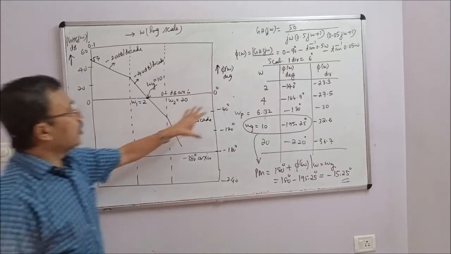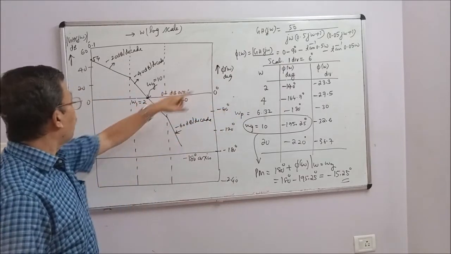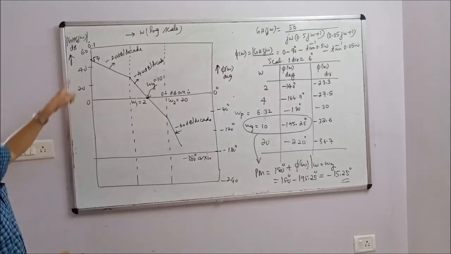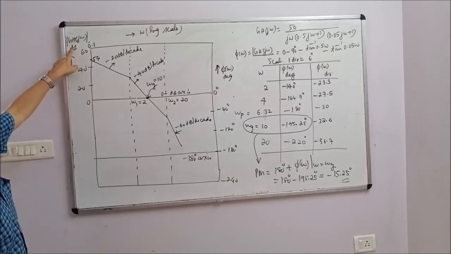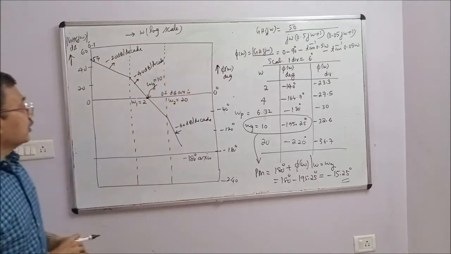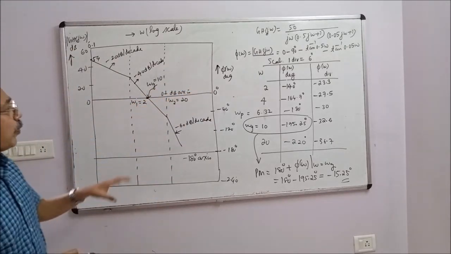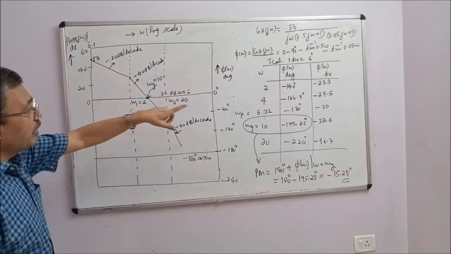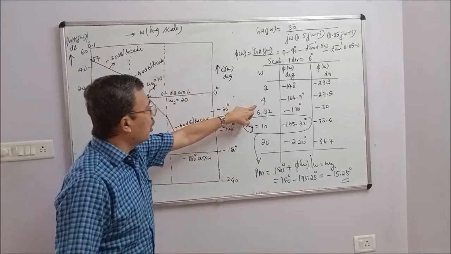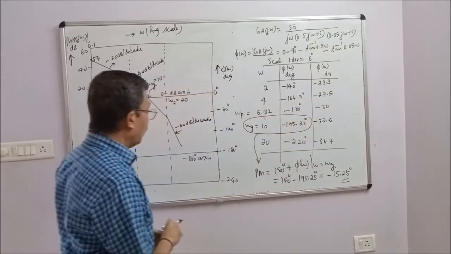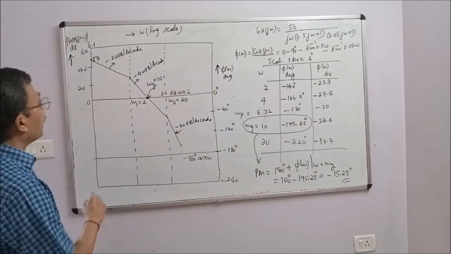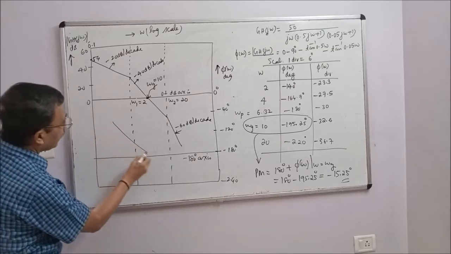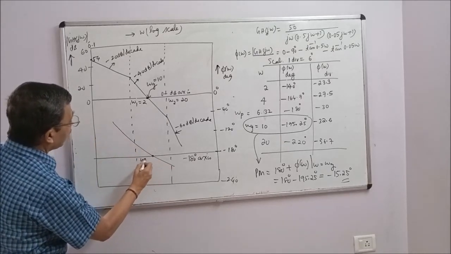Now, in this step, we will make a plot of phi of omega versus omega. Here, the y-axis represents two quantities. One is the magnitude, the other one is the phase angle. You make a plot using this table. When omega is 2, minus 23.3. When omega is 4, it is minus 27.5. If you make a plot, the plot will appear like this. How this plot comes, I will explain to you later.